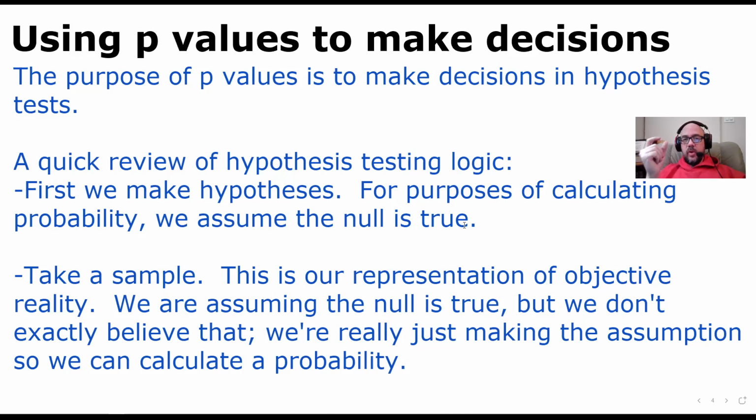We're going to judge whether we think the hypotheses are true, specifically whether we think the null hypothesis is true, based on the sample. So we assume that the null hypothesis is true. We don't really believe that. We're just making that assumption so that we can calculate our probability, which is the p-value. So the sample is objective reality. Don't forget that part. The sample takes precedence over whatever we think. The sample is what's going to determine what we believe.